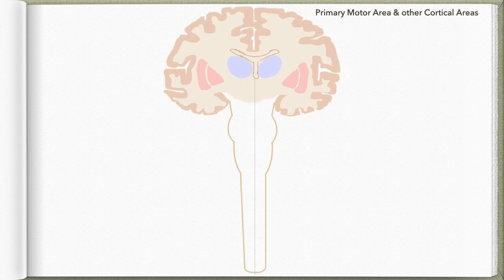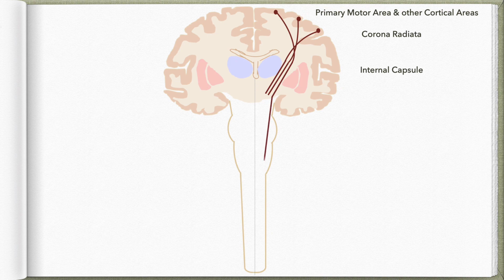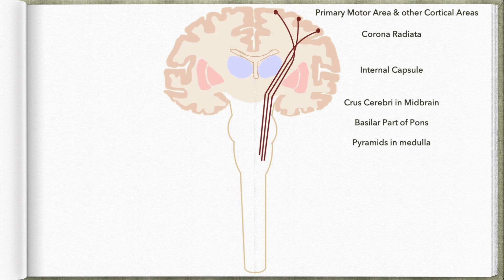Let us see the entire pathway of the corticospinal tract briefly here. The corticospinal tract begins from the motor cortex and other cortical areas. Axons of these neurons are projected to the spinal cord as corticospinal tract. First, they descend through the white matter of the cerebrum in a radiating fashion, contributing partly to the corona radiata. Then they form a compact bundle in the internal capsule. Then these fibers descend through the brainstem, passing through the crus cerebri in the midbrain, basilar part in the pons, and pyramids in the medulla.